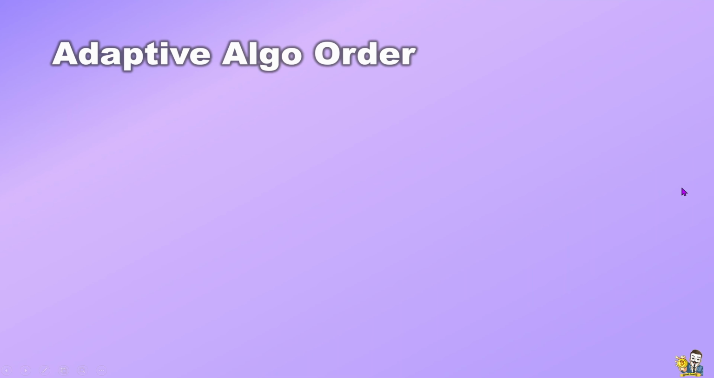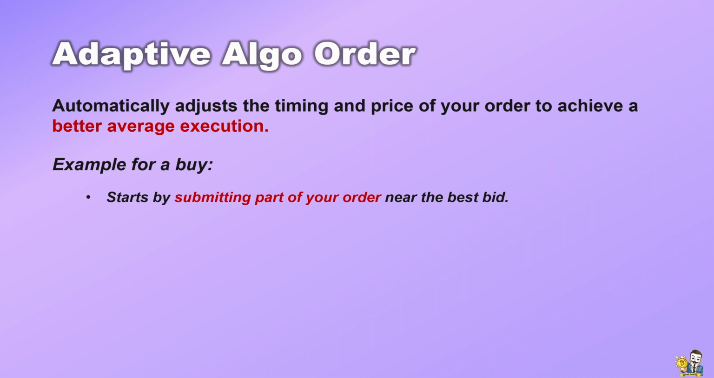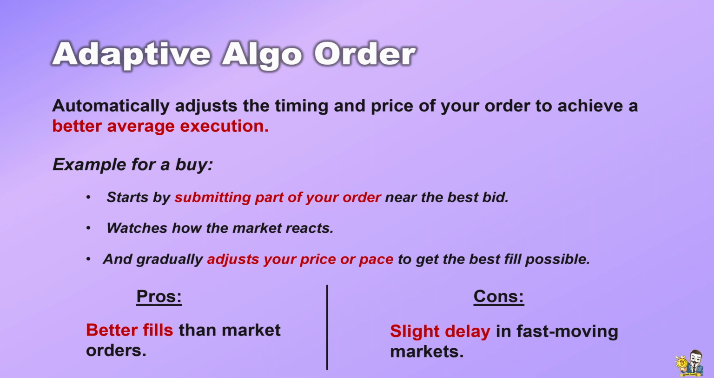Next, we've got the adaptive algo order. This one automatically adjusts the timing and the price of your order to achieve a better average execution. Basically, it tries to get you the best possible fill. Let's take an example for the buy side. It starts by submitting part of your order near the best bid. Then it watches how the market reacts, and based on that, it gradually adjusts your price and the pace of execution. If the price starts dropping, it slows down and waits for a better level. So overall, it gives you a better fill than a regular market order, but a slight delay can occur in fast-moving markets.